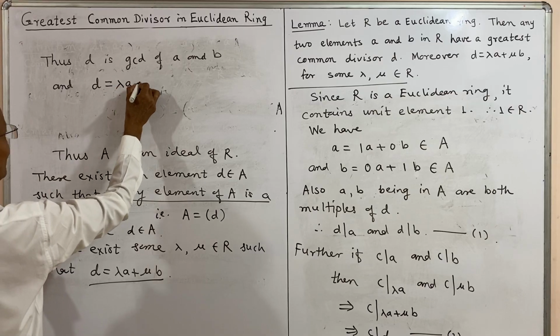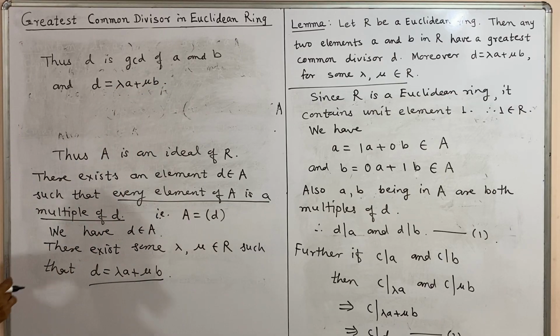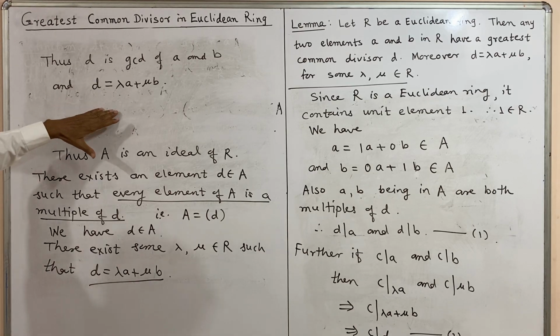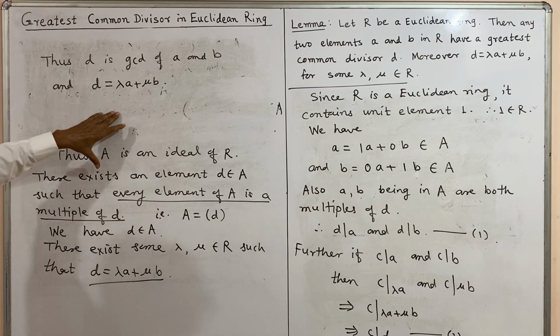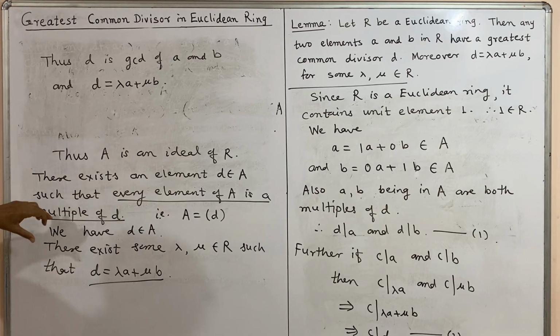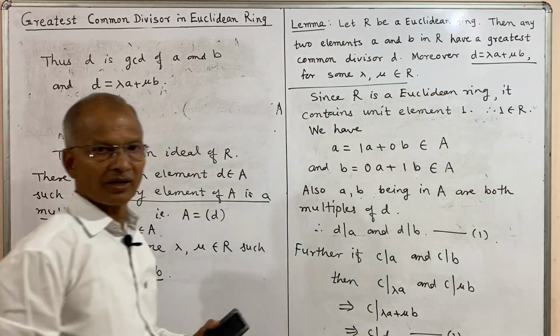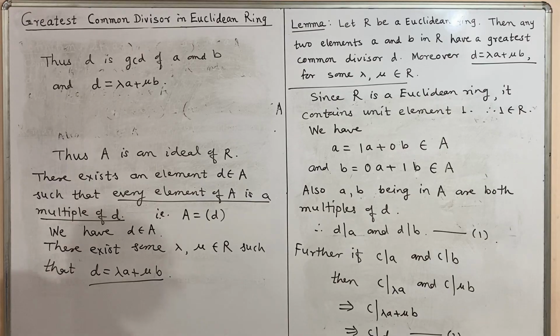And D is equal to lambda times A plus mu times B. So thus this proves the lemma. We have proved here that for a Euclidean ring R, any two elements A and B in R have a greatest common divisor, and that greatest common divisor is written as a combination of A and B. So I hope you can understand these results. Thank you for watching the lecture.